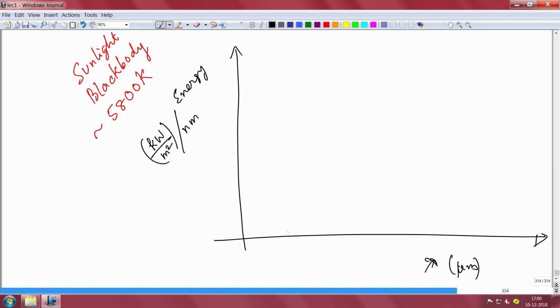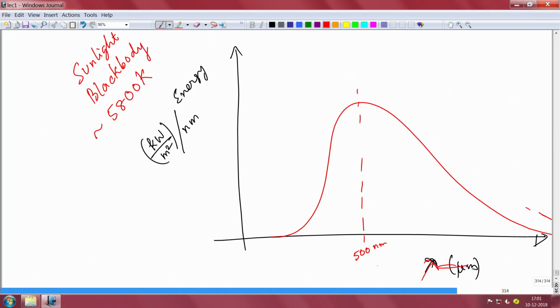So you will basically have a plot like this, it is a black body, right. It will fall like this. I am not drawing it very well. This is the energy of the sun per unit area per unit wavelength, and the peak will come around 500 nanometer of wavelength. Around 300 nanometer or below, the sunlight is almost nothing. At around 300 nanometer it will rise.